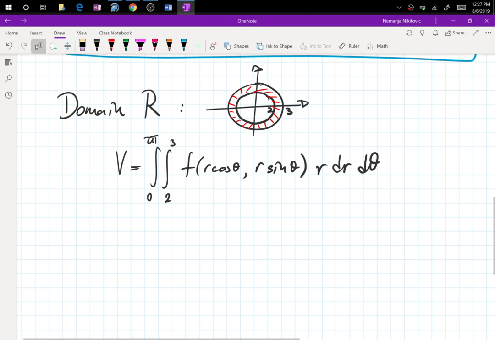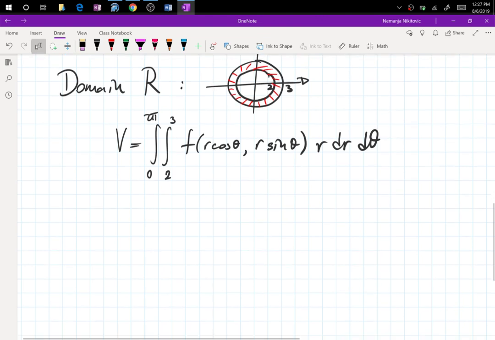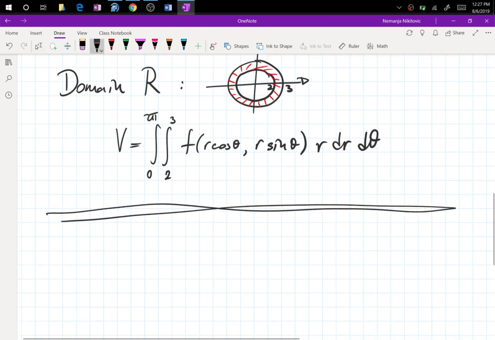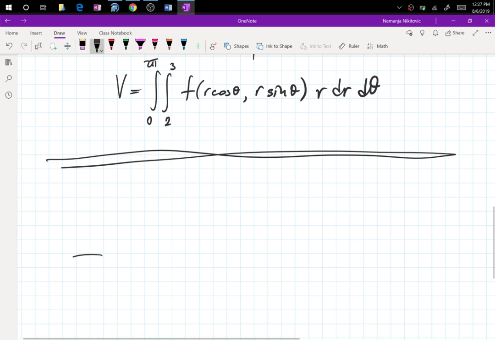So these are the simplest cases, and so let's take a look at the full example. Say you have what we call an elliptical paraboloid.